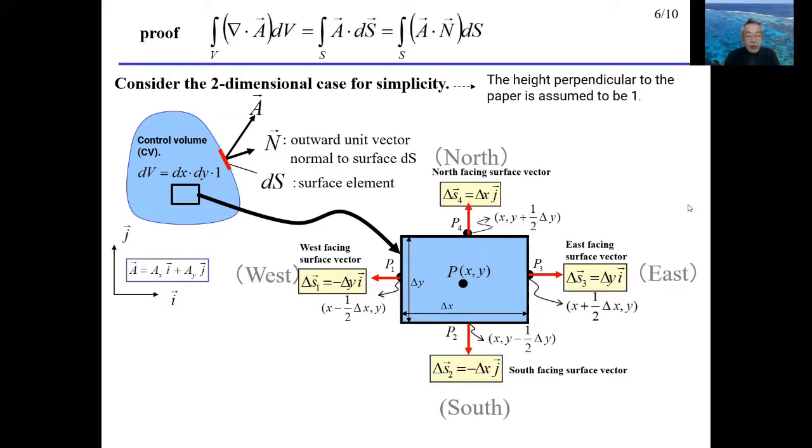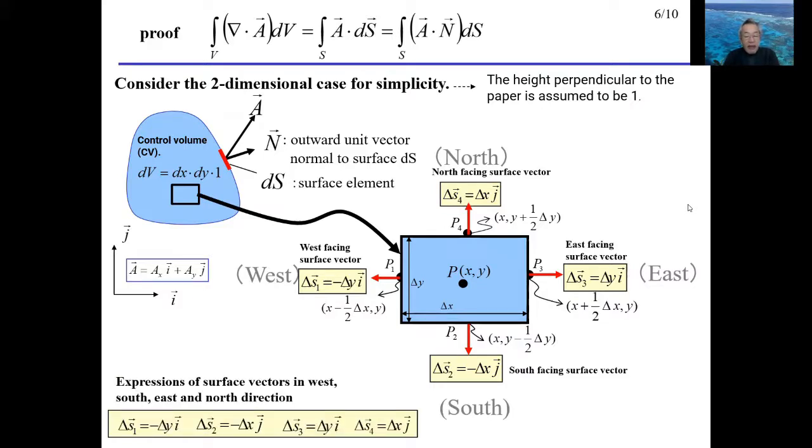P1, P2, P3, P4 are separated from the center by a distance of half delta x or half delta y. The coordinates of these points are shown in the brackets. The vector representations of the west, south, east, and north surfaces are shown together in the last yellow frame.